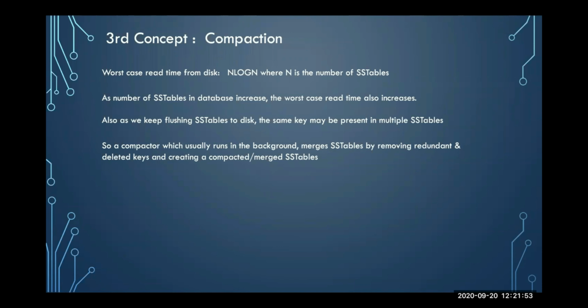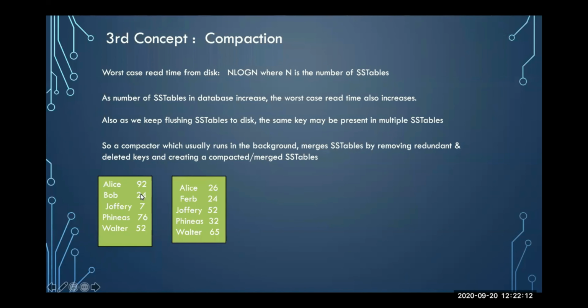So the job of a compactor, which is basically a thread, is to run in background and merge all these SS tables by removing the extra or deleted keys from the SS tables and making them into one single merged SS table. So if you take a look at these two SS tables, you can see that there are many values that are redundant and which have been updated to a new value.